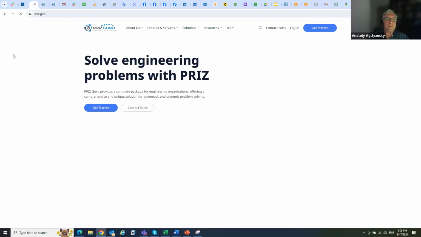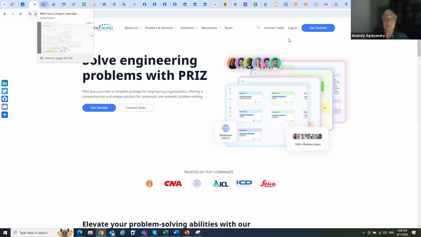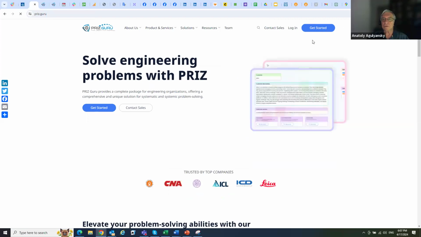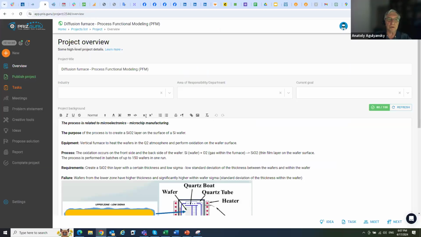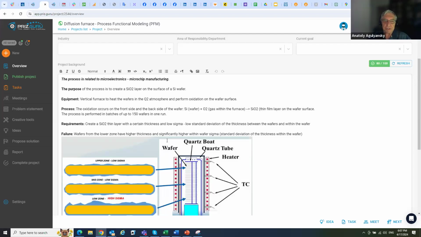So let's go to the platform. In order to get to the platform, you need to create an account. I have an account, and I already prepared an open project. I picked an example from microelectronics, but please don't be afraid. Microelectronics is no miracle. It's regular chemistry, primary school, and we will analyze the very first operation in microelectronics.